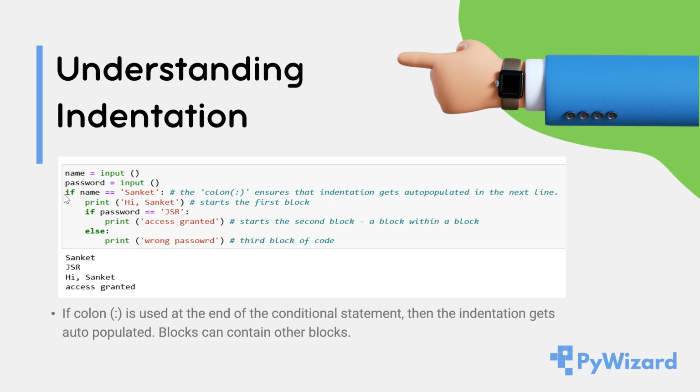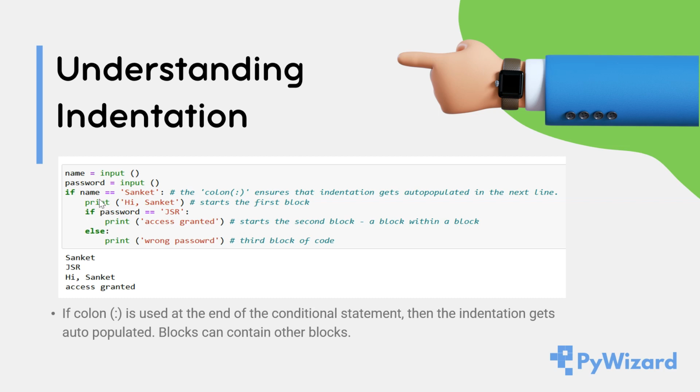Now if is the condition statement, right? It's a flow control statement. As I said, the indented block of code always follows a condition statement. So after if, when you put a colon here, it will auto populate with an indent. An indent basically means that there would be a space or a gap here, and we print whatever we need to, I mean, print hi Sanket.